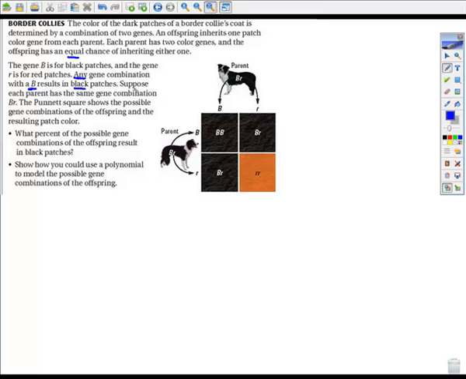Suppose each parent has the same gene combination. So we've got black and red. They each have the same combination. The Punnett square here shows the possible gene combinations of the offspring and the resulting patch color. So they could get a black gene from both parents. They could get a black from one and a red from the other, twice, or they could inherit both red. And the only way that they're going to have red patches is if they have both. They're called recessive genes, if they have both recessive genes of the red patches. So it says here, what percent of the possible gene combinations of the offspring result in black patches? Well, here that's 3 out of 4, which is 75%, are going to have black patches.